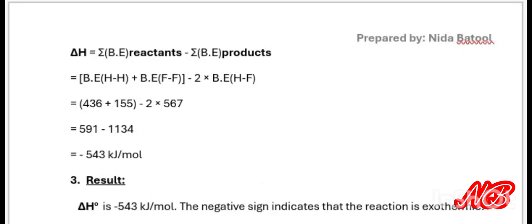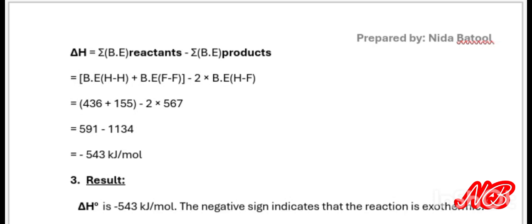To solve this, we have to use the formula of delta H or delta H naught, which is equal to the sum of the binding energies of the reactants, minus the sum of binding energies of the products. So this symbol, which is a sigma, is basically used for the sum of anything, so it's the sign of summation.